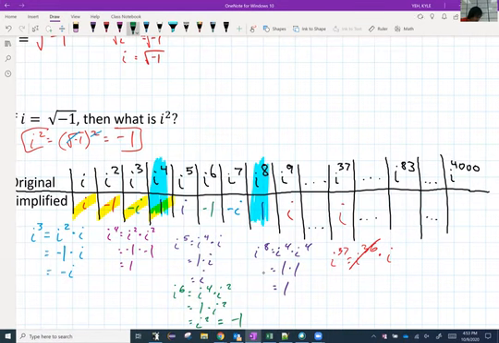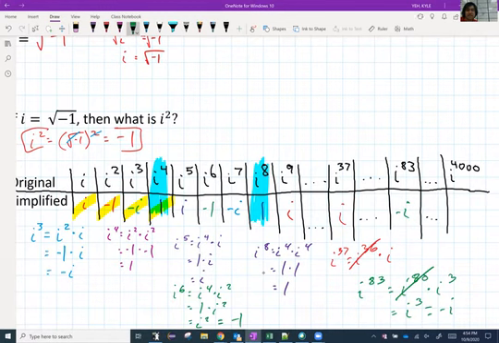i to the 83rd. Multiple of 4, if you're thinking, okay, what's a multiple of 4? How about 80? 4 times 20 is 80. So this is i to the 80th times i cubed. And that i to the 80th doesn't do anything because that power is a multiple of 4. So this is just i cubed, which we said earlier in our table is -i.